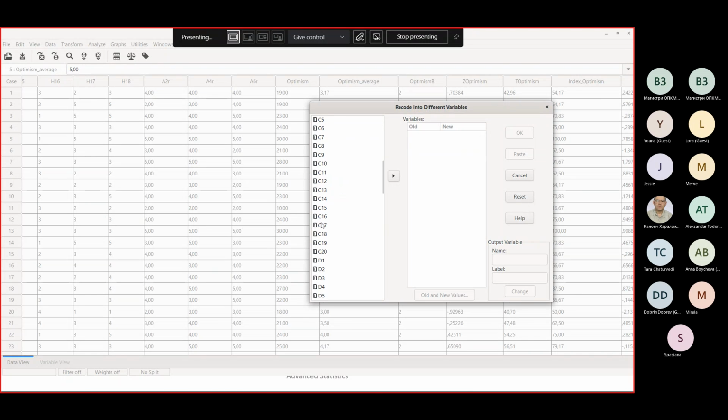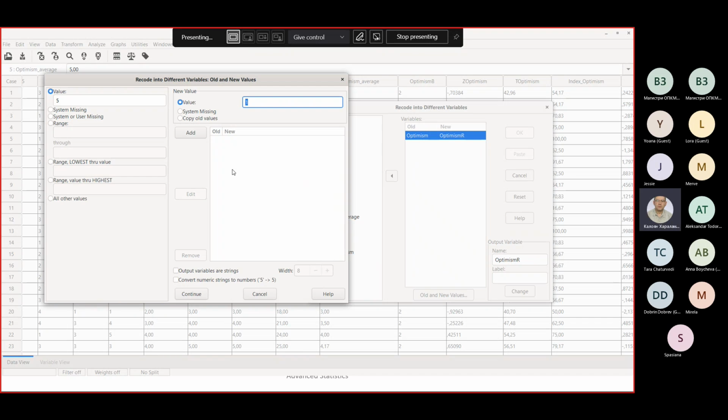And then I will take the variable optimism, move it to the right, and then define the new name, optimism R. I will again use the letter R because we use this recode option. After that, I will press change, and then we will press Old and New Values.